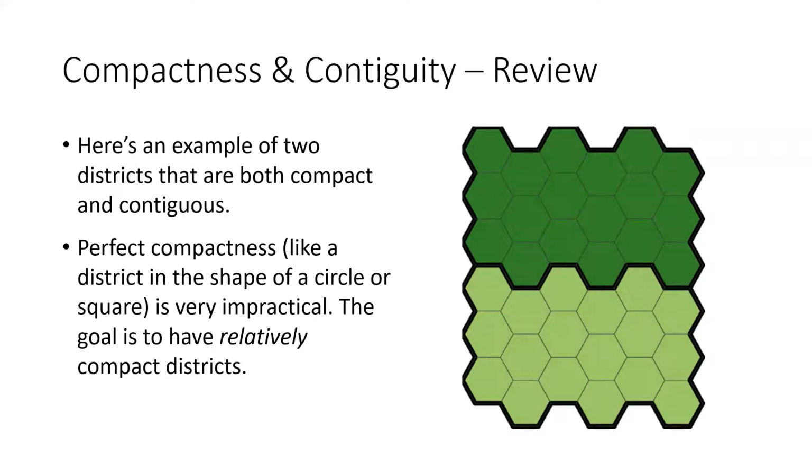So again, contiguity is required. Compactness is a principle we use because we think it's good to have relatively compact districts, and a lack of compactness can suggest that something funky is going on.